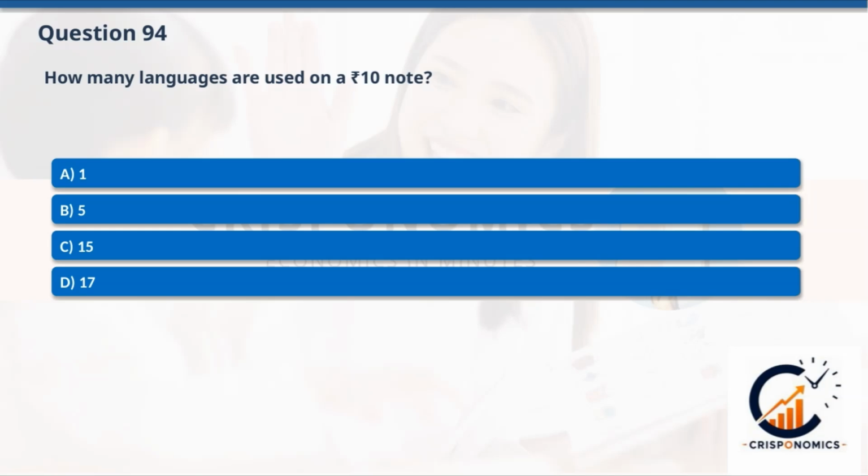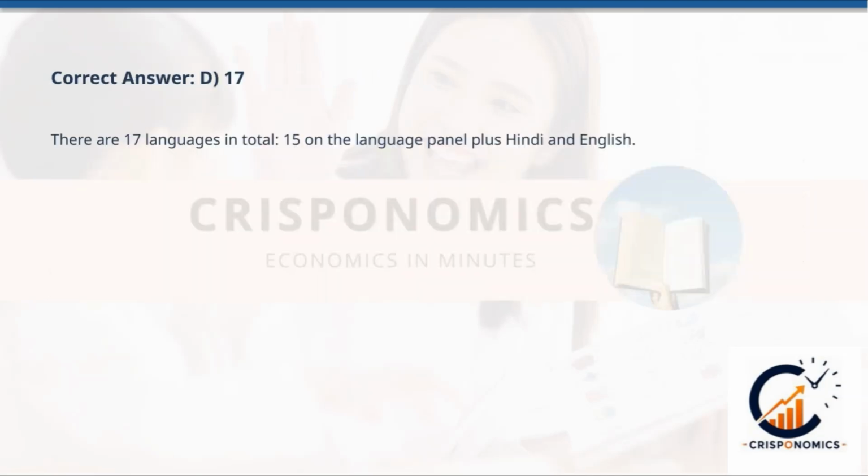It's a small but powerful symbol of unity in diversity. We're looking at a total of 17 languages here. 15 of them appear on the language panel, and then we add Hindi and English to the mix. So, when we count them all up, the correct answer is 17. This gives us a clear picture of the linguistic diversity involved in the project or system we're discussing.